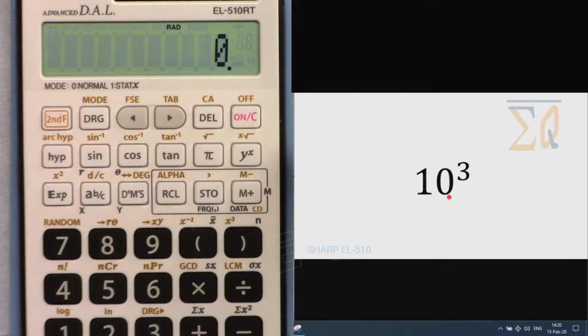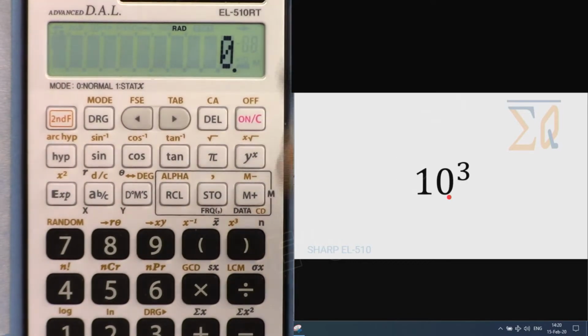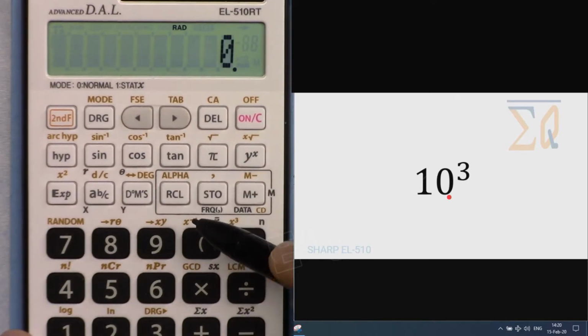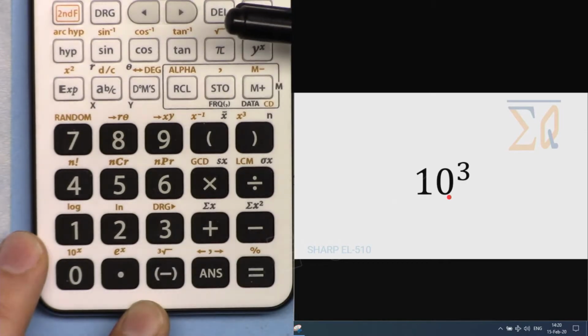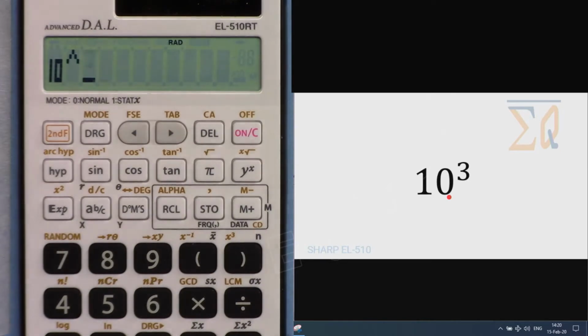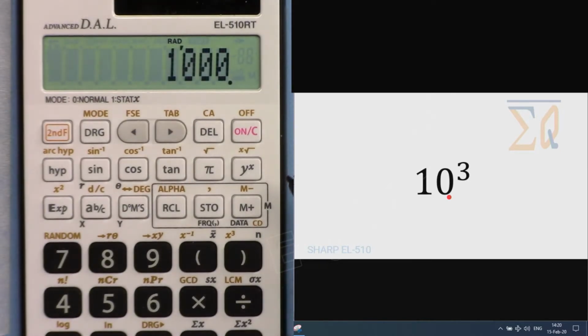Because base 10 is also used in math extensively, you don't have to punch 10 to the power. We have a 10 to the power button here, which I'm going to press, second function and 10. As you can see, it shows 10 to the power 3 and then the equal sign, that's 1000.